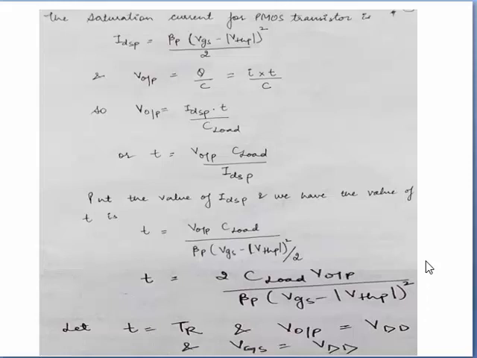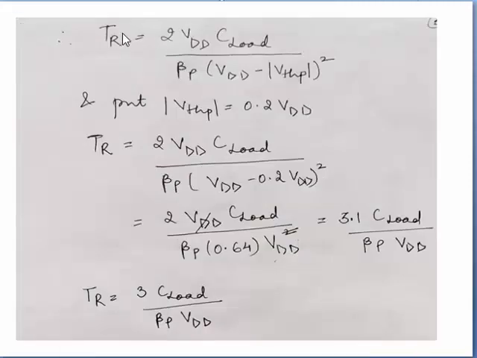Now for rise time, the time is TR, that is rise time, and V output is equal to VDD, and also VGS is equal to VDD. So by putting these values into this equation, TR becomes TR is equal to 2 VDD, where VDD is the power supply, C load is the load capacitance, divided by beta P into (VDD minus VTHP) whole square.